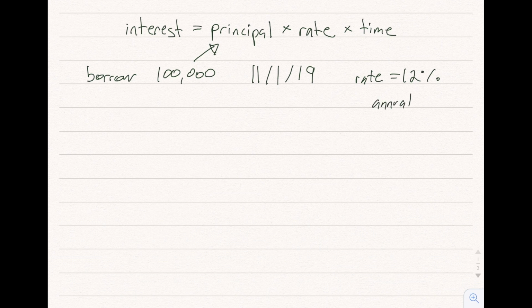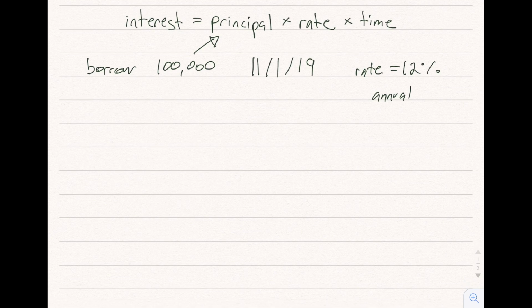You can already see that 12% of 100,000, that's 12,000. If we're saying that's an annual rate, then you know it's going to be 1,000 a month of interest. So I'll just write that out. So 1,000 interest that you're owing each month.